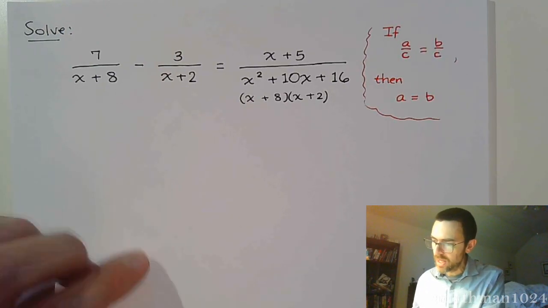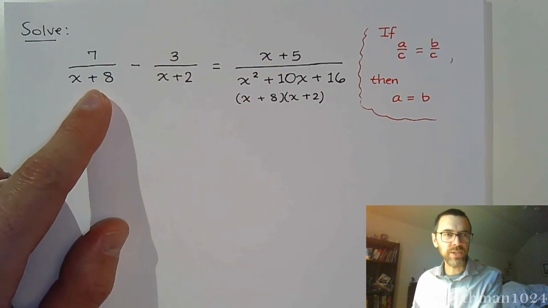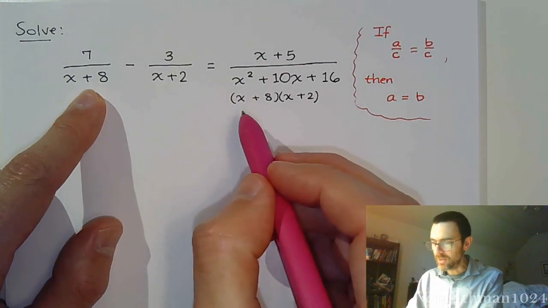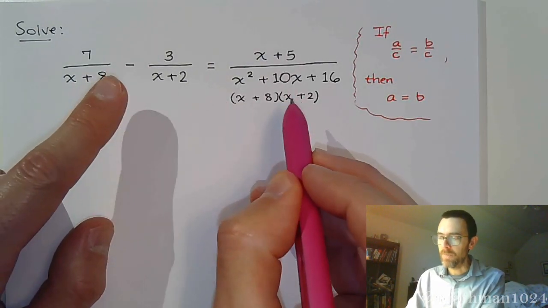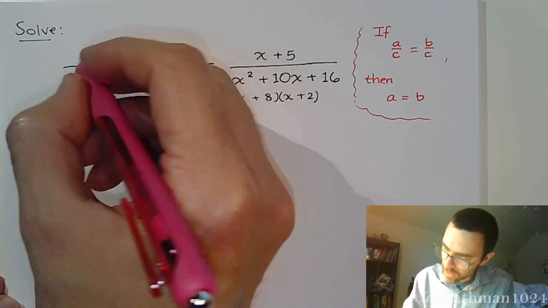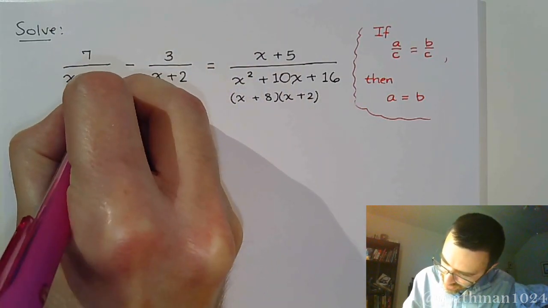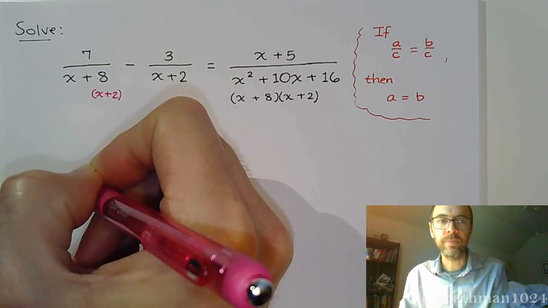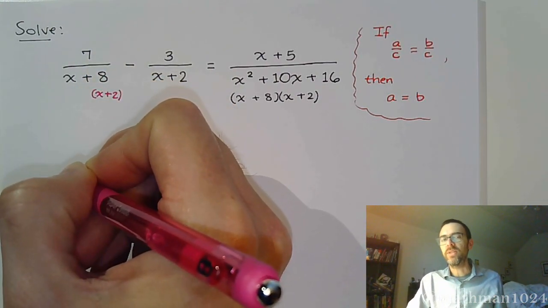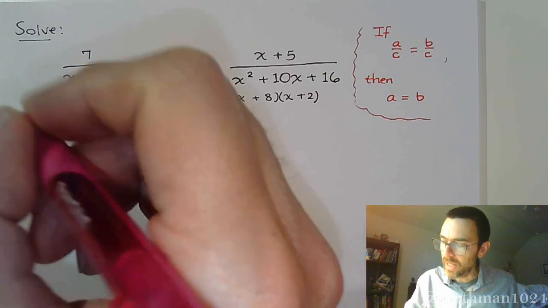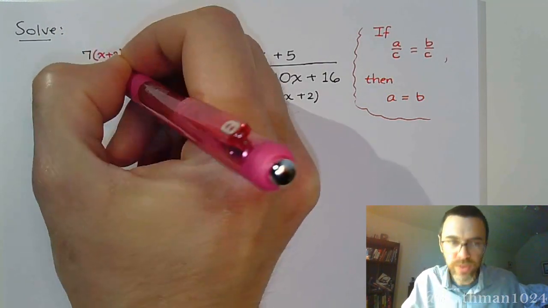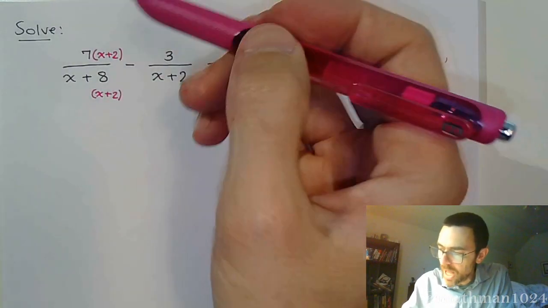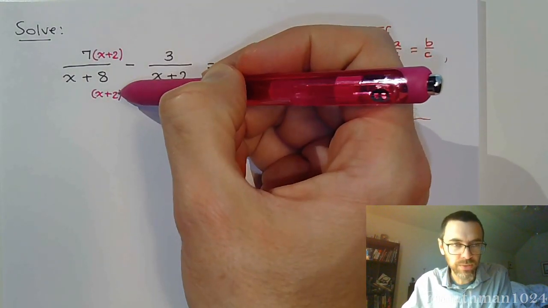So if I look here at x plus 8, I want that denominator to include both of these factors. Right now it has x plus 8, but it needs the x plus 2. So I'm going to put in the missing factor of x plus 2 in that denominator. Now when I put in x plus 2 in that denominator, that changes the problem unless I also multiply the numerator times x plus 2. So see, now we've maintained balance for this particular fraction.